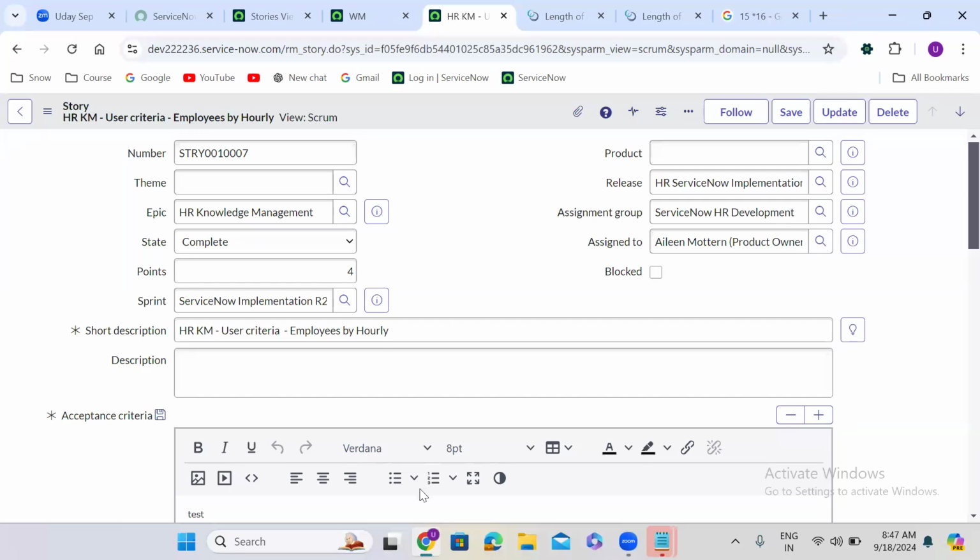Hope you understand, guys, how we work and how we work as a developer. Developers' roles and responsibilities, I'll tell you in tomorrow's session.